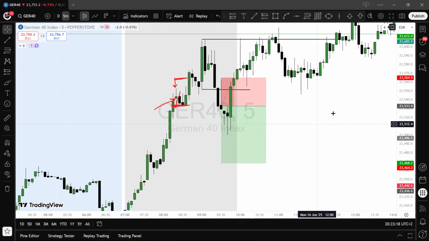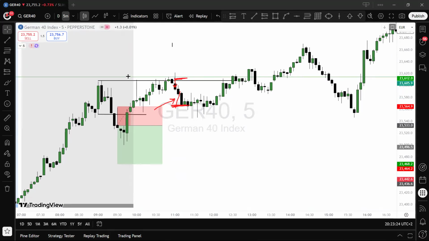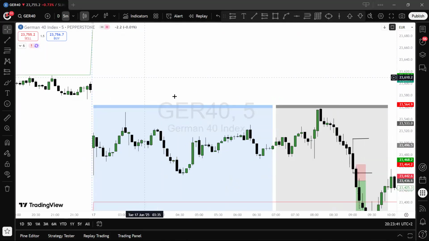Again, this is another one which takes us out. And for the rest of the session, it sort of goes sideways until we get to the afternoon. So we get a sideways move until we get to the New York session, whereby price sort of expands to the top side. So we are on 5 wins, 5 losses, specifically using the ORB.